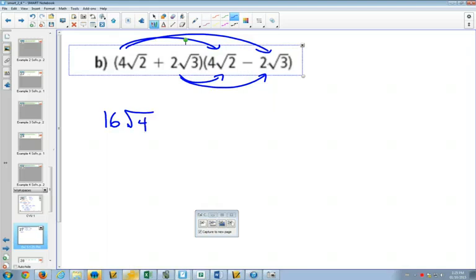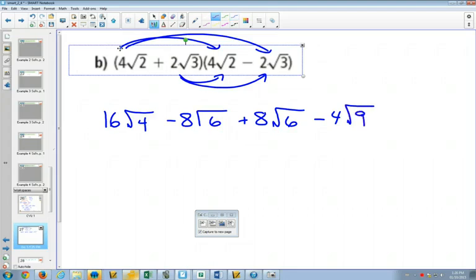The outside ones, we're going to get negative 8 root 6. The inside one, we're going to get plus 8 root 6. And the last ones, we're going to get negative 4, and root 3 times root 3 will be root 9. Can you see that these two are going to cancel out? Negative 8 root 6 plus 8 root 6. They're like terms, and they'll end up with nothing.